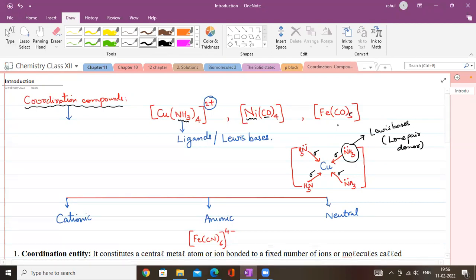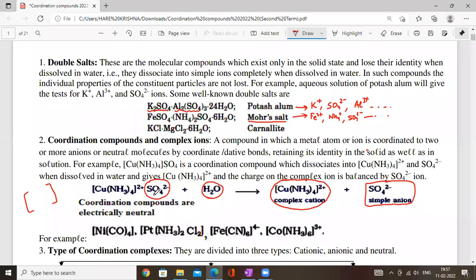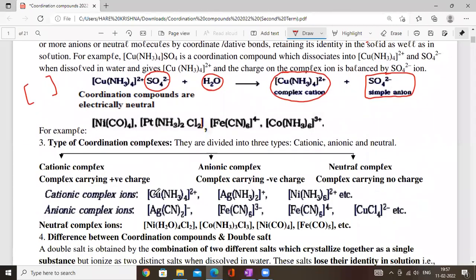Now coordination compounds are basically divided into the following types. As I said, they are divided into three types. Number one, cationic. Number two, anionic. Number three, neutral complexes. Let's start with [Cu(NH3)4]2+. Since it is bearing a positive charge, it is a cationic complex. [Ag(NH3)2]+ is again a cationic complex. [Ni(NH3)6]2+ is also a cationic complex. Similarly, if any complex has a negative charge, [Ag(CN)2]-, [Fe(CN)6]3-, [Fe(CN)6]4-, [CuCl4]2-, they are all anionic complexes.